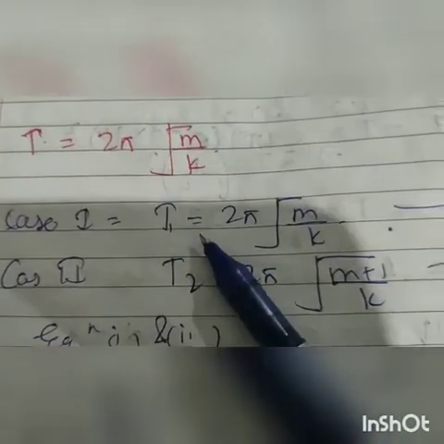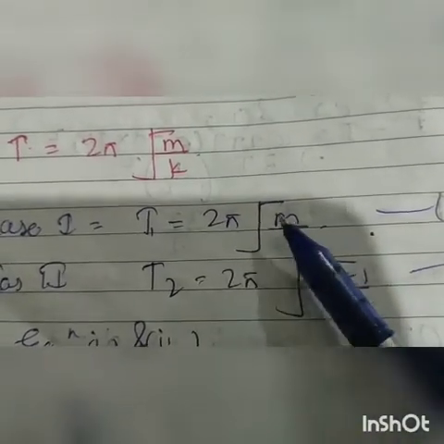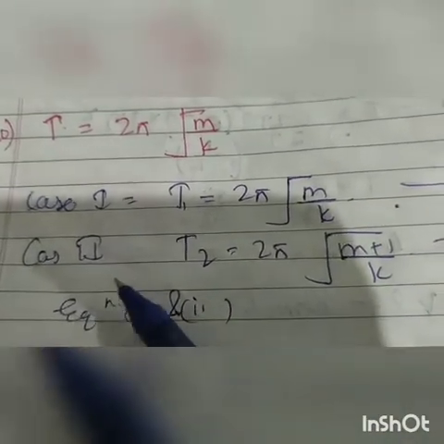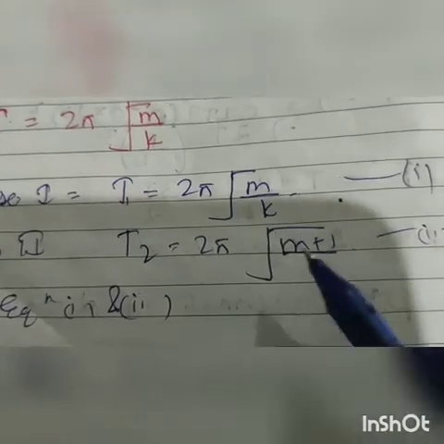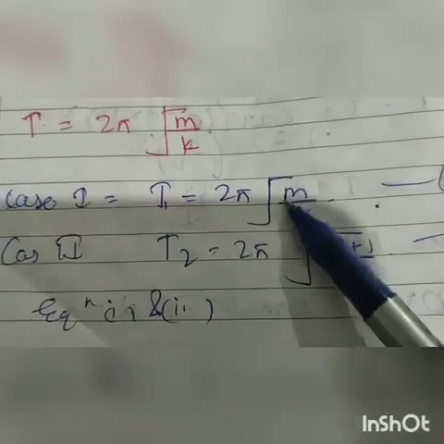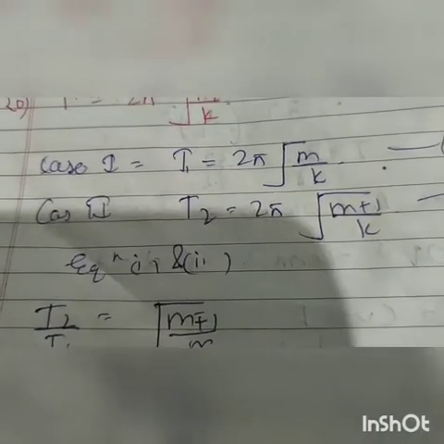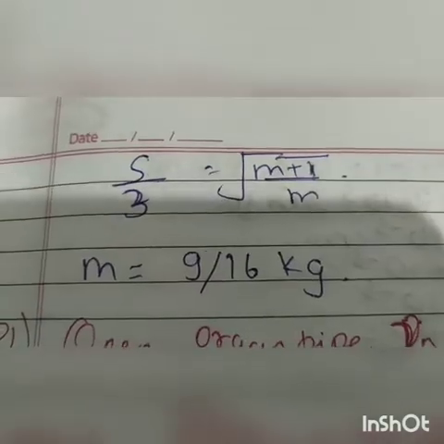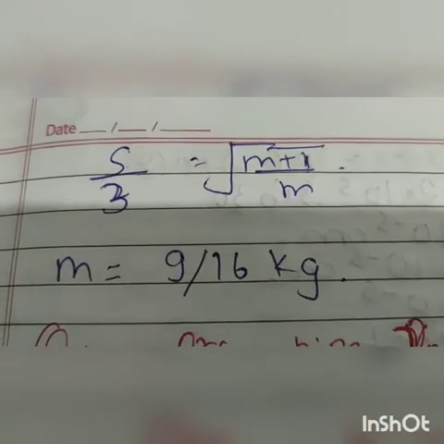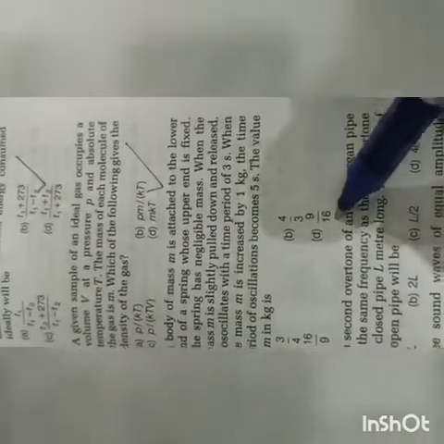So in case 1 it is 2π√(m/k), and in case 2 we have 2π√((m+1)/k). So the difference is only in the mass. From equations 1 and 2, we combine these equations and we get the mass is equal to 9/16 kilogram. So C, 9/16, is our correct option.